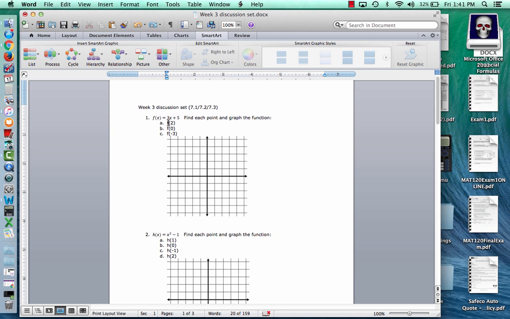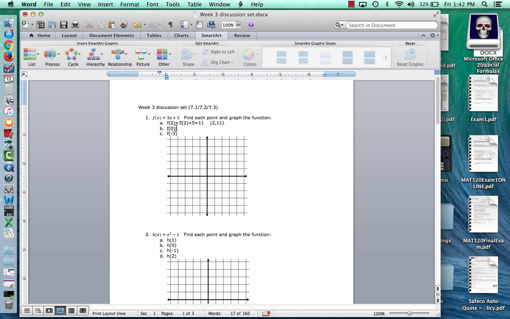So function notation works where you plug in a number, and that's the x value. And once you plug it in, you evaluate the expression, and that gives you a y value. So if I was going to do f of 2, that would mean I would have to do 3 times 2 plus 5, which gives me 6 plus 5, which is 11. So what that means is that I get the ordered pair, the point 2, comma 11.